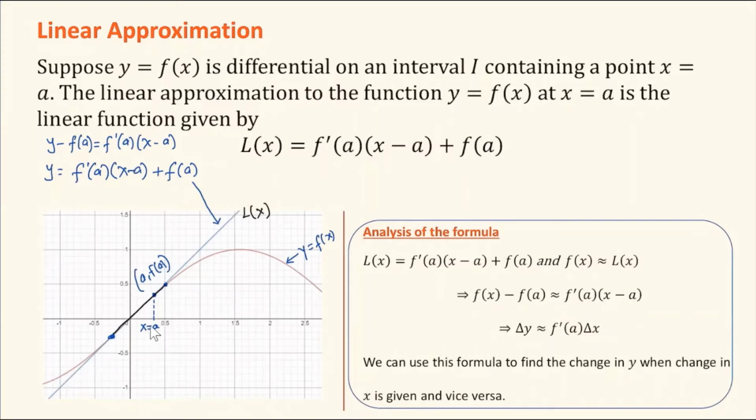X is the value on the x-axis. A is also the value on the x-axis. So that is the difference in x value. So delta y is approximately equal to f prime a delta x, where delta x and delta y are small changes in x and y.